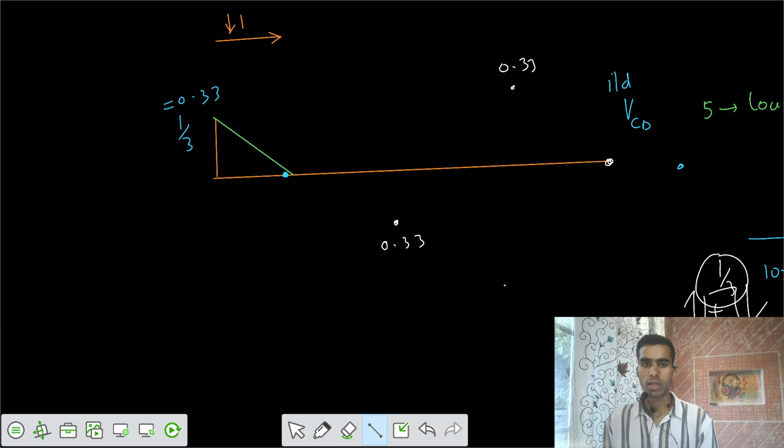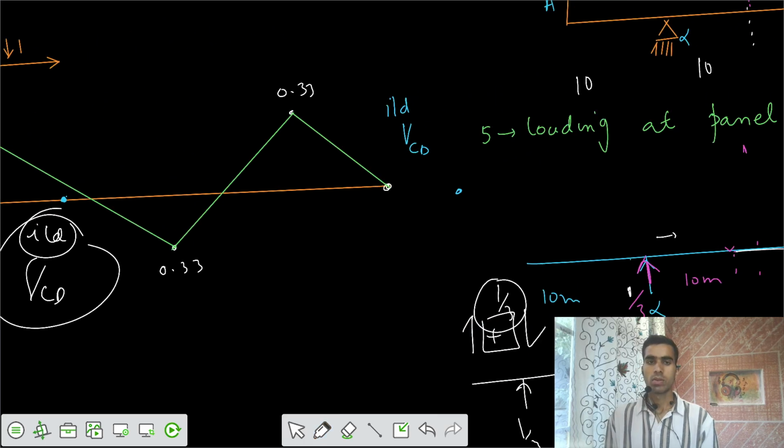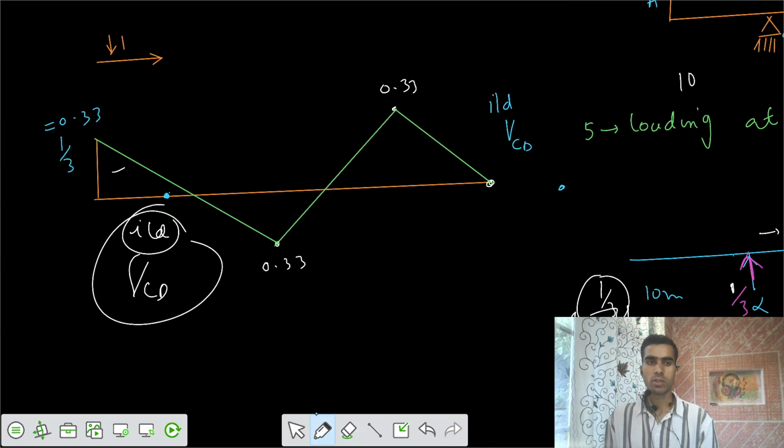And the thing is that the slope should be the same. We have to maintain the slope also, in that fashion. So point B would be here. So this is the ILD for shear in panel CD. So we got that. Let's say this is positive and this will be negative accordingly.